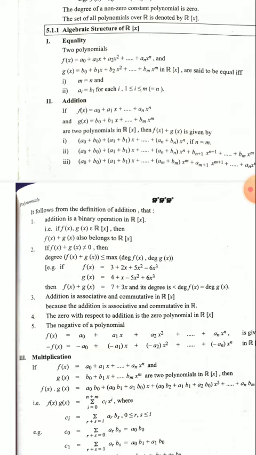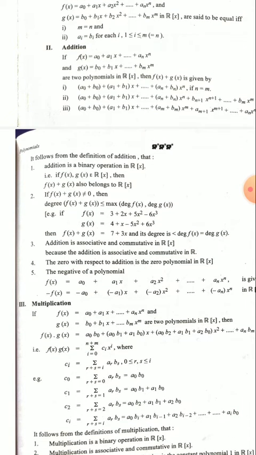Means if we have two polynomials in x with real coefficients, then their addition f of x plus g of x is also a polynomial in x with real coefficients. If f of x plus g of x is not equal to 0, then the degree of f of x plus g of x is less than or equal to the maximum of the degree of f of x and the degree of g of x.